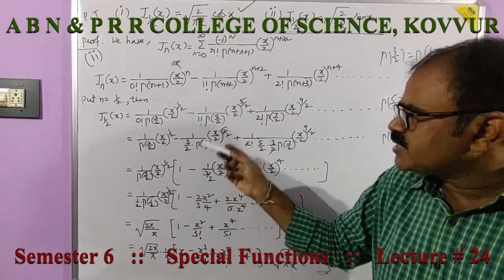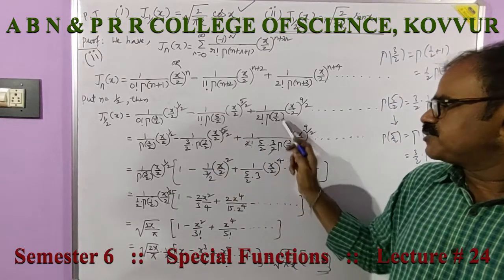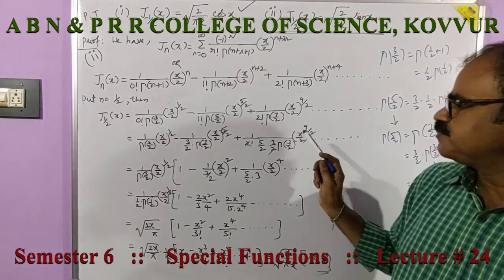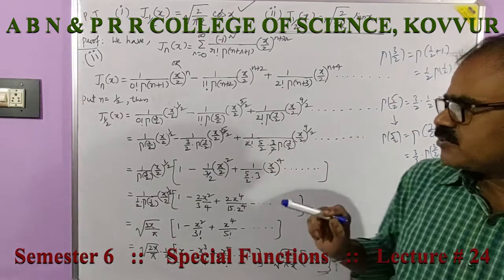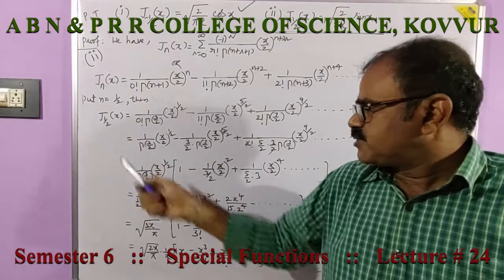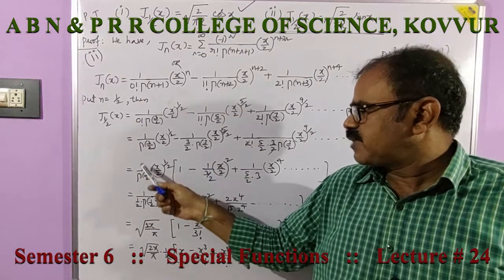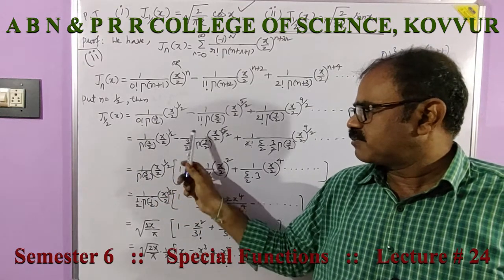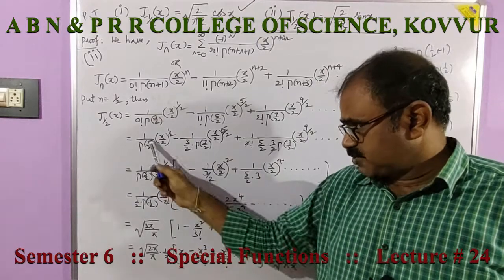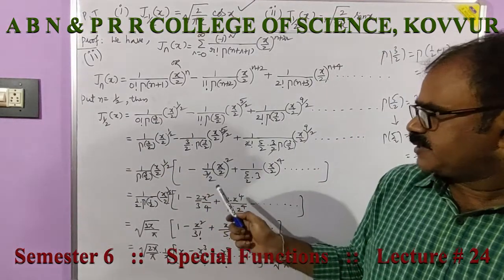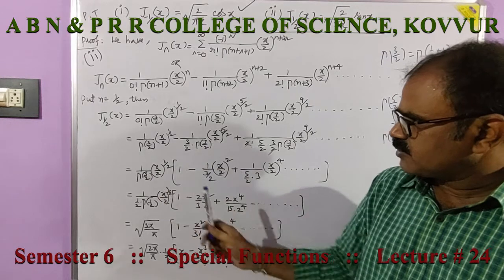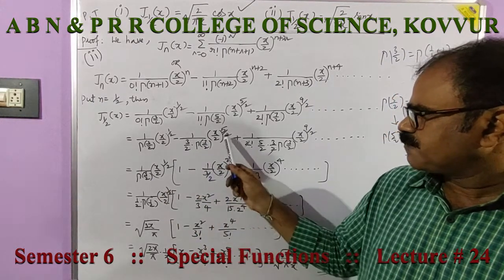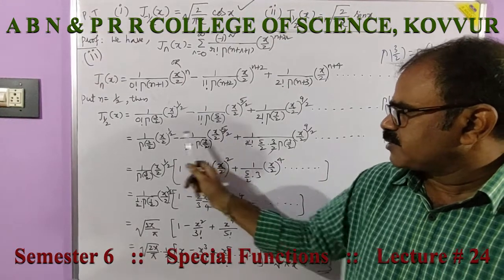Gamma 5 by 2 can be written as 3 by 2 gamma 3 by 2. So gamma 7 by 2 is 5 by 2 into 3 by 2 into gamma 3 by 2, with x by 2 power 9 by 2, and so on. Take out 1 by gamma 3 by 2 into x by 2 power 1 by 2 as a common factor. The first term is 1. In the second, gamma 3 by 2 is gone out of the bracket, therefore this is 1 by 3 by 2. x by 2 power 1 by 2 is taken out as a common factor.